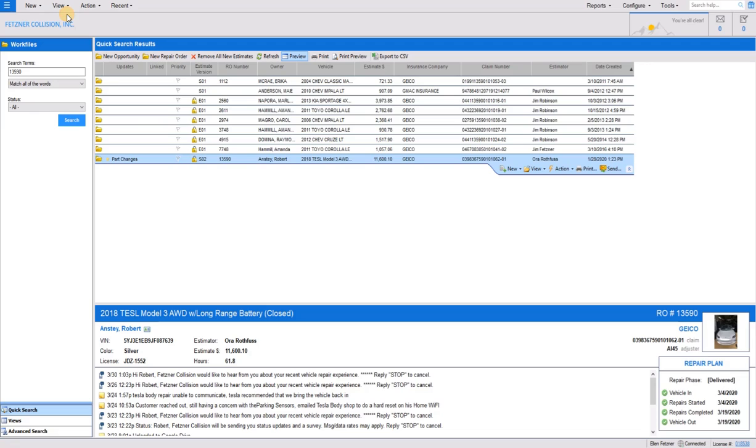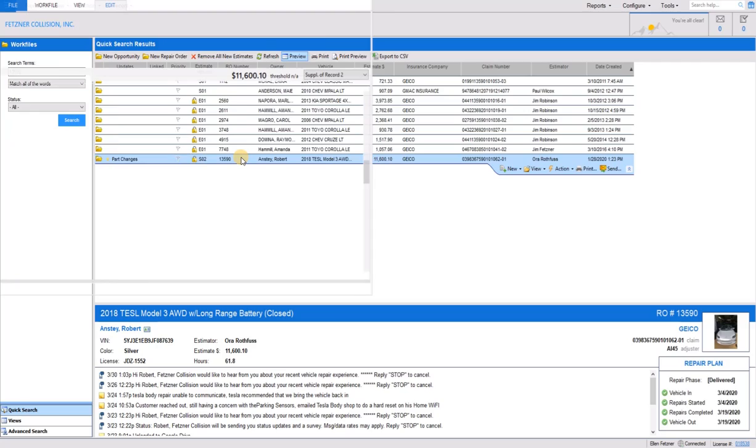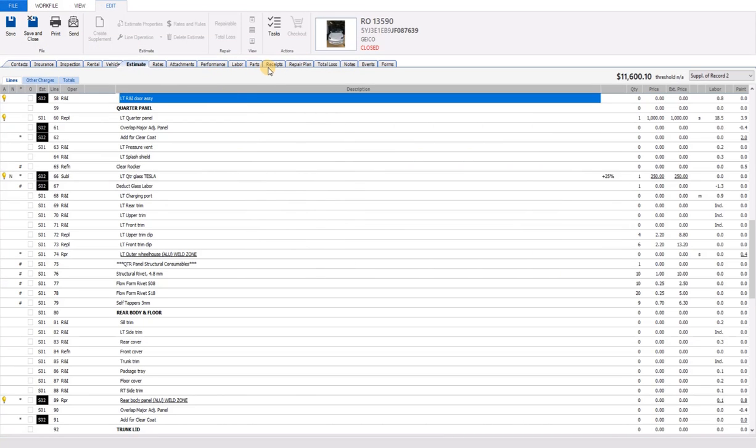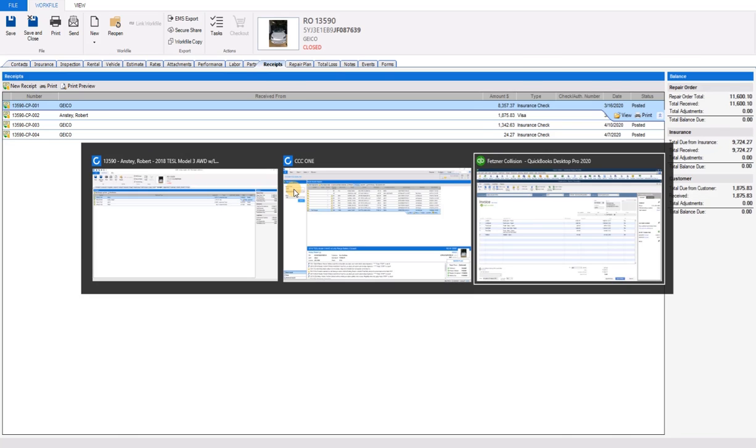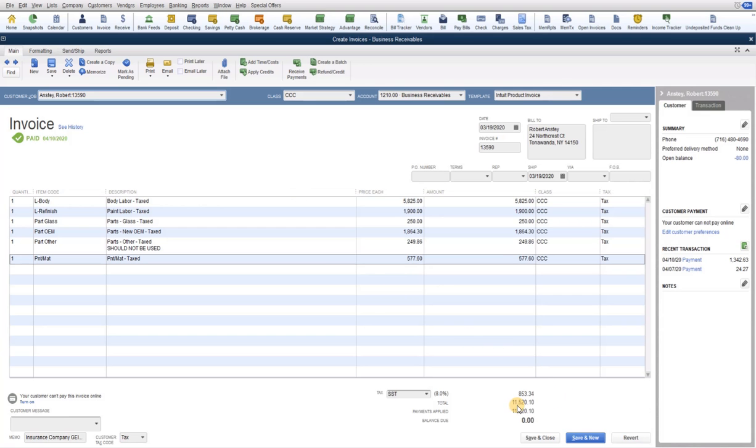So let's go back to the work files. Let's open this up and take a look at the work file itself. Just to verify, you go to receipts and you'll see that they're both at zero. But one thing you always want to check initially is this says repair order total 11,610. Now if we tab back over to QuickBooks, what you're going to notice is the total is only 11,520.10. And this is important to note because many clients don't realize that sales tax does not come over from QuickBooks.